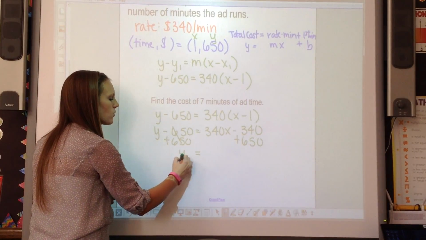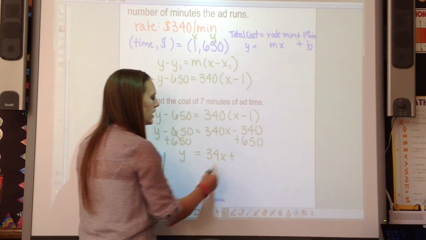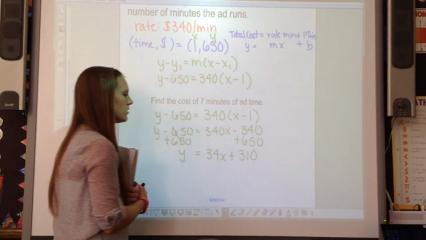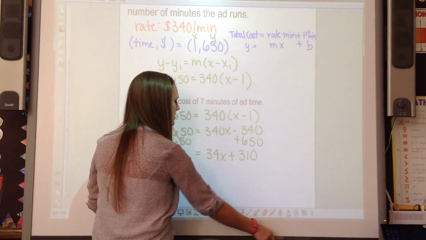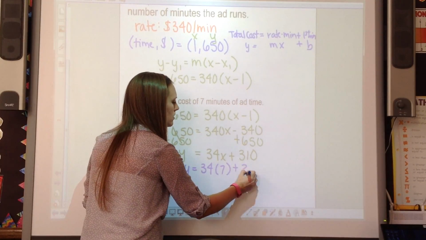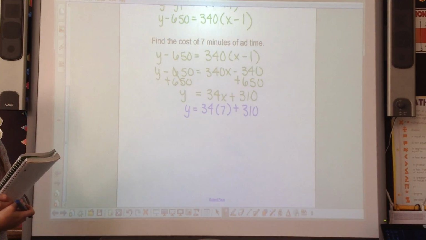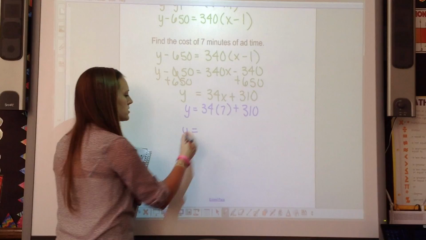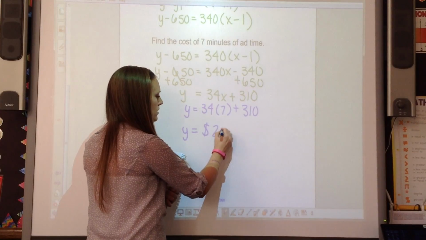So on the left side, I'm left with y. On the right side, I have 340x plus 310. Okay, now that y is by itself, it's going to be easier to plug 7 in for x. I plugged that right into my calculator, 340 times 7 plus 310. And we figured out that the total cost of having a 7-minute ad on the radio station costs $2,690.